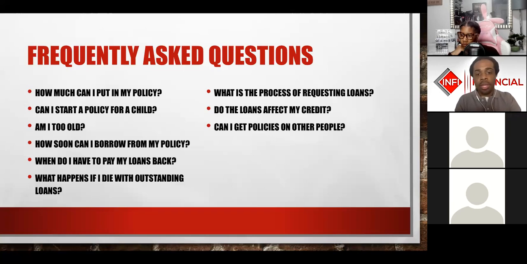How soon can I borrow from my policy? When you start a policy, within about 2 weeks to 30 days, you can start borrowing out your cash value. All right. When do I have to pay my loans back? That's a great question. And I'll tell you a simple answer that's going to scare you. That is entirely up to you.